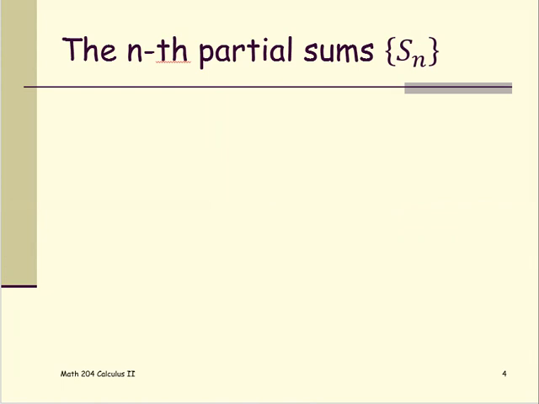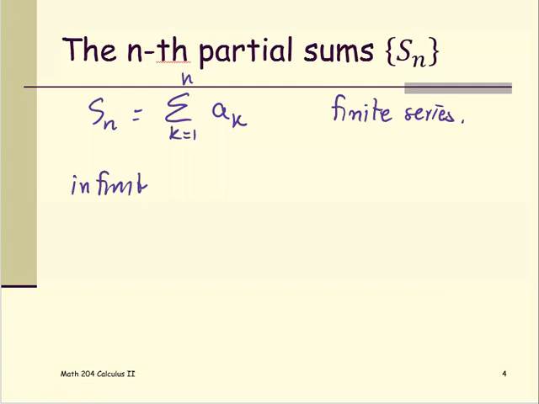In summary, we say that Sn is the summation of the Ak, k from 1 to n. And this one is called the finite series or the finite sum. For the infinite series, the sigma notation Ak, k from 1 to infinity.